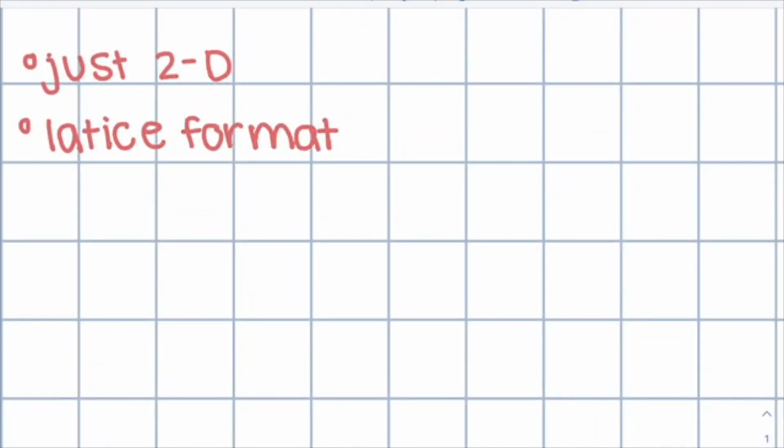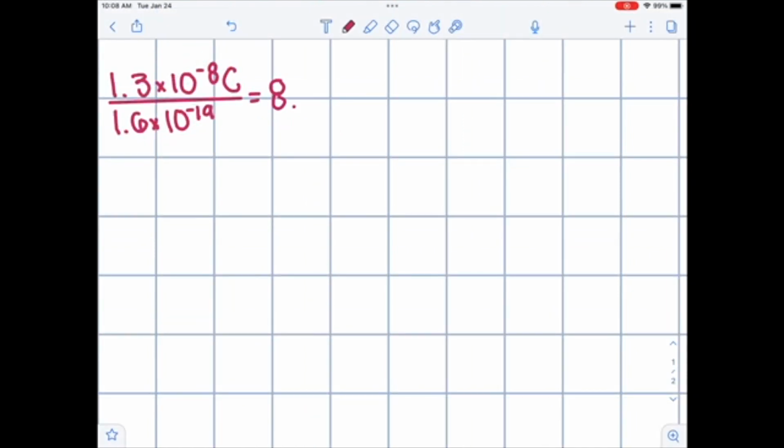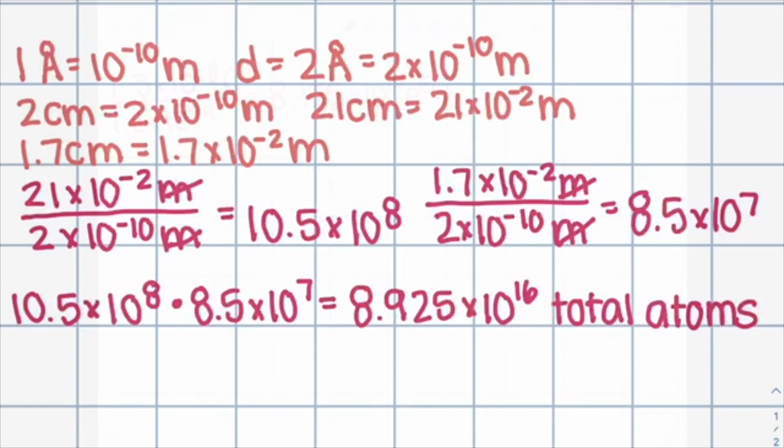In order to find the charge, we had to make the assumptions that the atoms are in a two-dimensional shape and that they are in a lattice format. Using the gravitational force, we were able to determine that there was a deficiency of 8.125 times 10 to the 10th electrons.